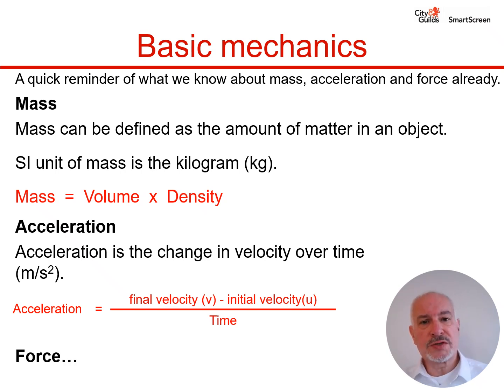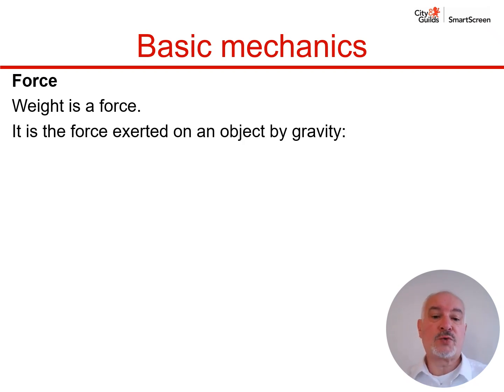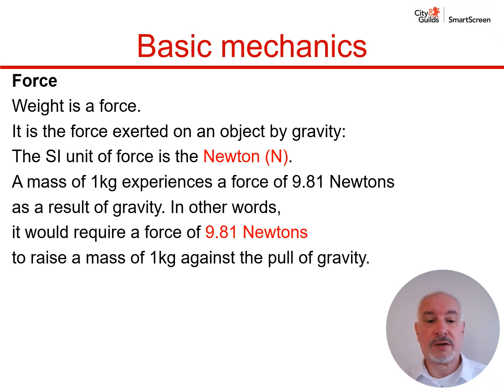And what do we know about force? Well, we've said that weight is a force, and it is a force that is exerted on an object by gravity. And the SI unit of force is the Newton. And we said that a mass of 1 kilogram experiences a force of 9.81 newtons as a result of gravity. So in other words, it would require a force of 9.81 newtons to raise or lift a mass of 1 kilogram against the pull of gravity.